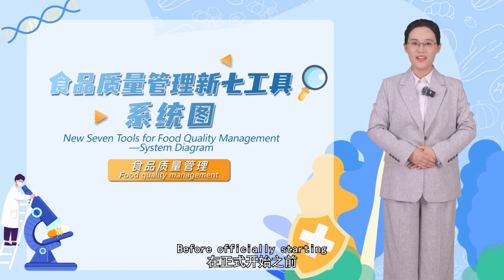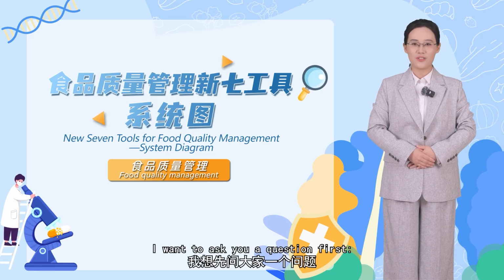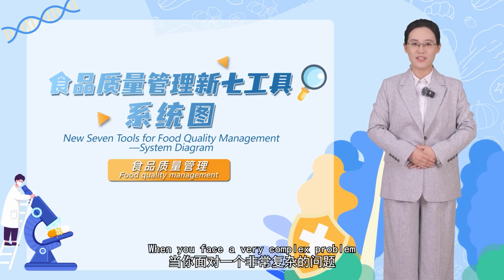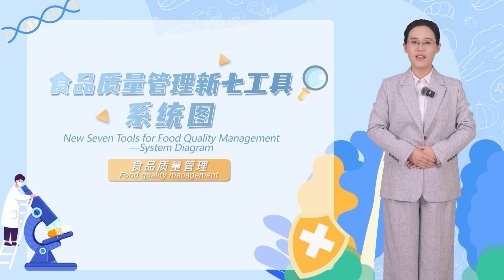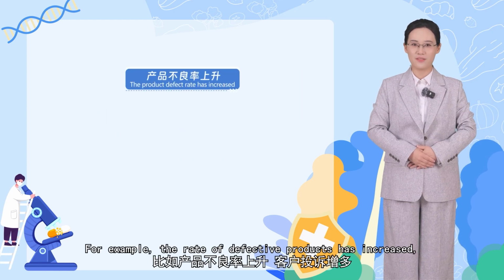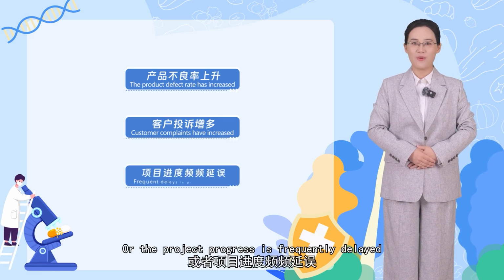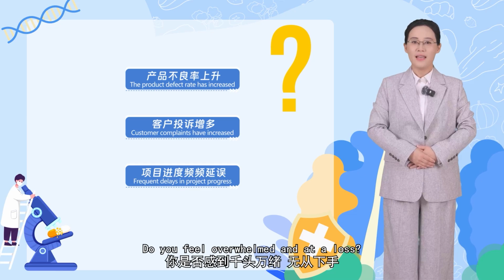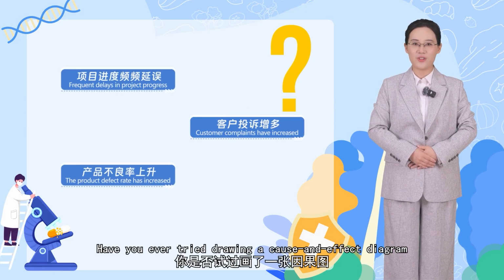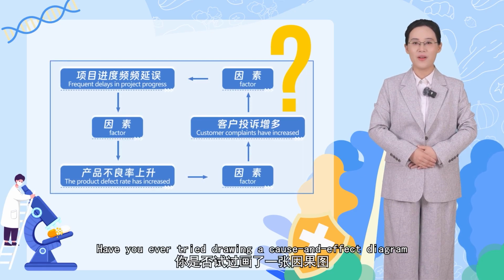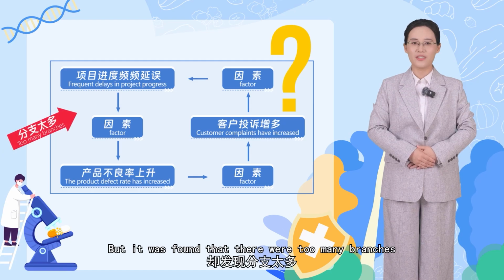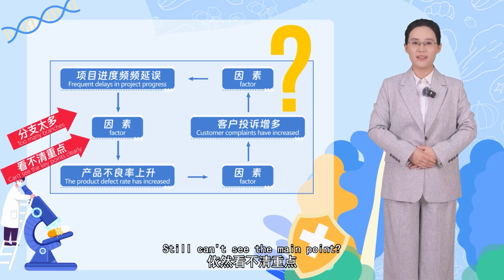Before officially starting, I want to ask you a question first. When you face a very complex problem, for example, the rate of defective products has increased and customer complaints have risen, or the project progress is frequently delayed, do you feel overwhelmed and at a loss? Have you ever tried drawing a cause and effect diagram? But it was found that there were too many branches. Still can't see the main point?